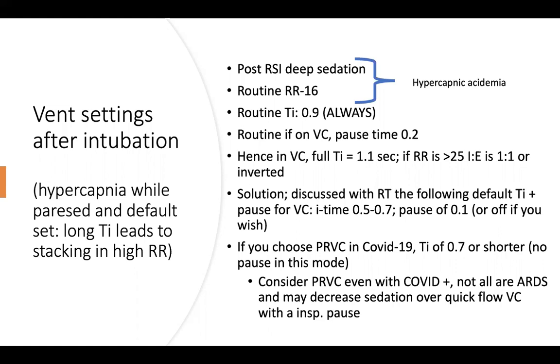And in patients that are tachypneic, especially after paralysis wears off or if the respiratory rate is set this high, that leads to very short expiratory times and even inverted I to E ratios. I'll show you some of the consequence of that in a second.